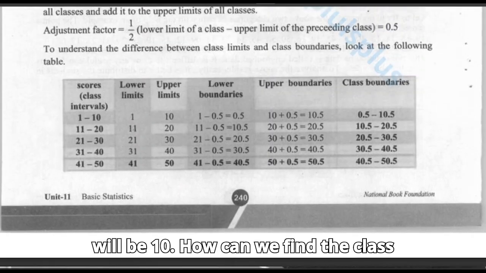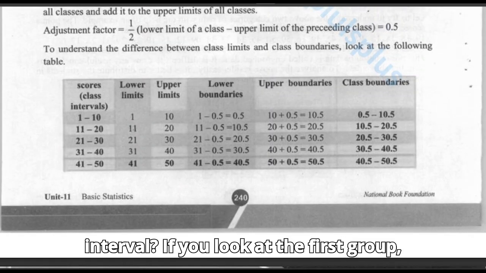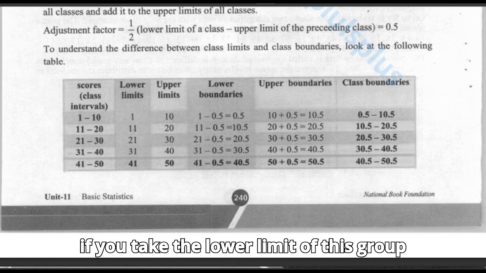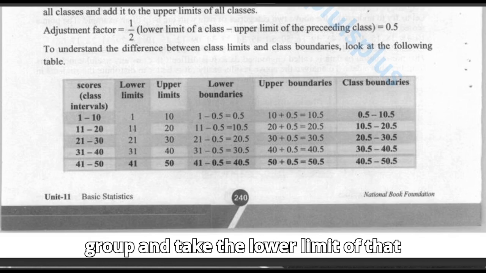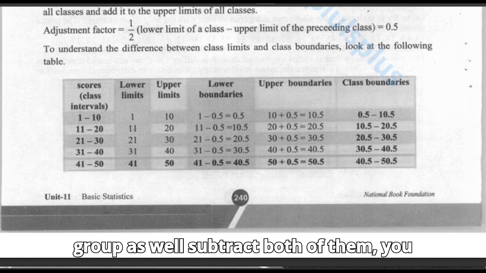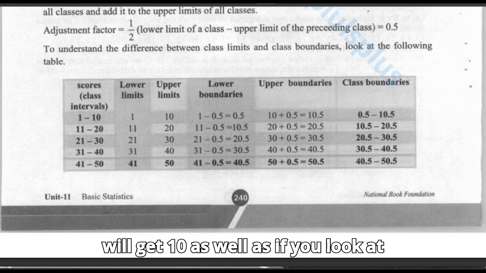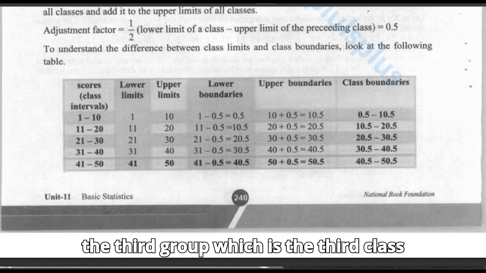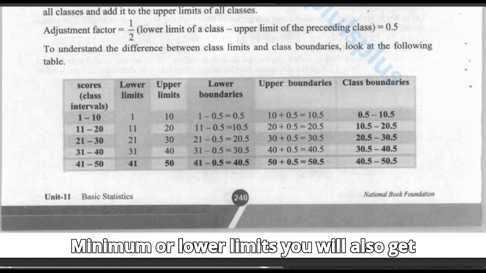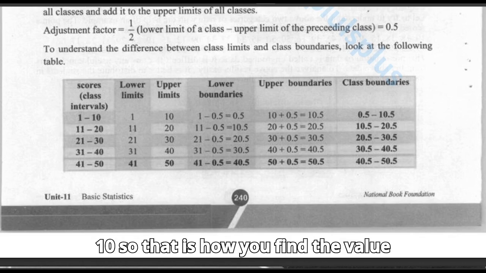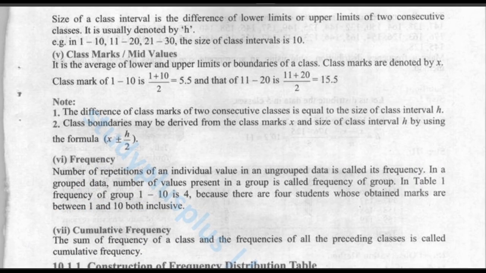How can we find the class interval? If you look at the first group, take the lower limit of this group, which is 1, and look at the second group and take the lower limit of that group as well, subtract both of them, you will get 10. As well as if you look at the third class and the second class, subtract their minimum or lower limits, you will also get 10. So that is how you find the value of h or class interval.